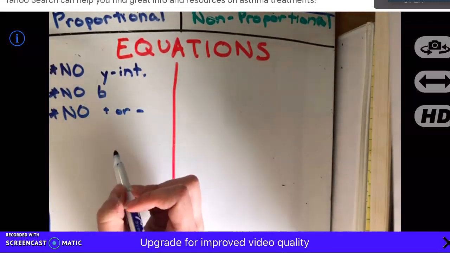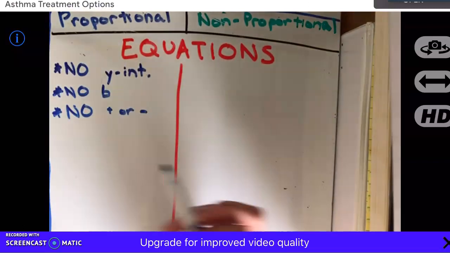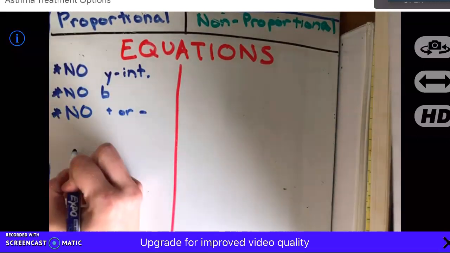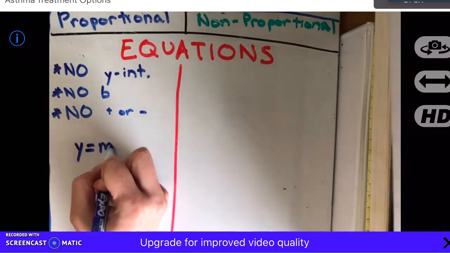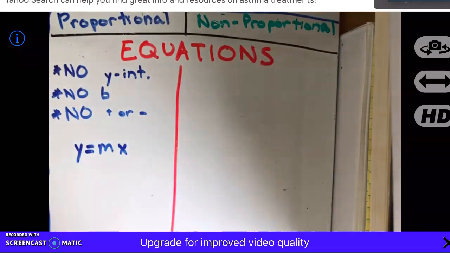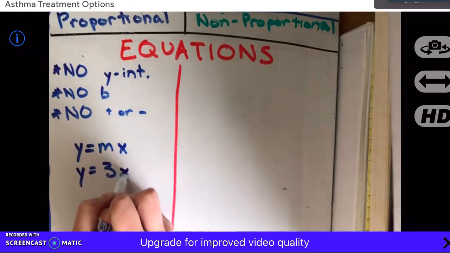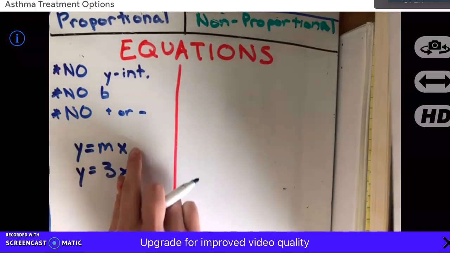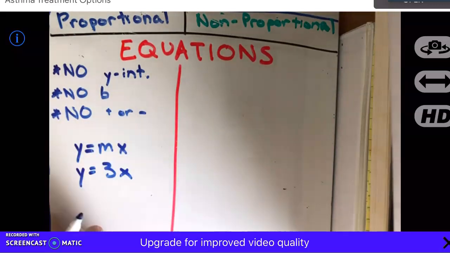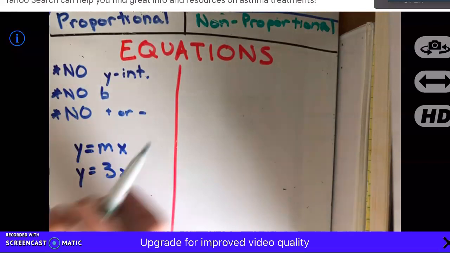So we know our typical equation for linear is y equals mx plus b, right? Well, with proportional, there's no b. So it would just look like this, y equals mx, okay? So y equals our slope times x. It could look like y equals 3x, something like that. But there's nothing at the end. There's no 3x plus 2, 3x minus whatever, no. So there's no y-intercept.